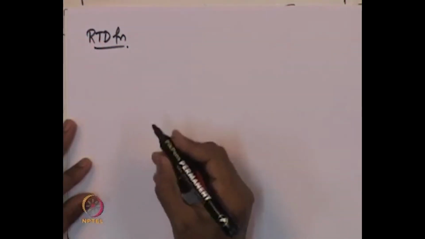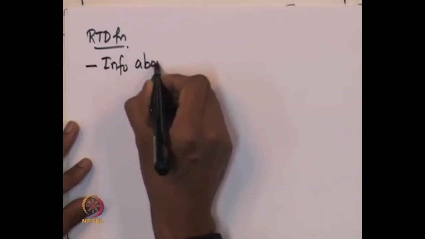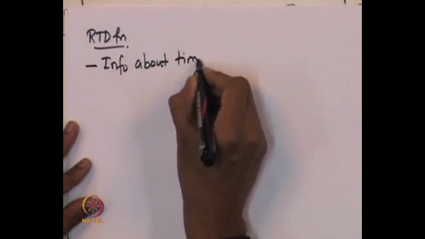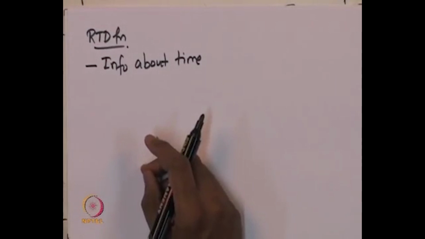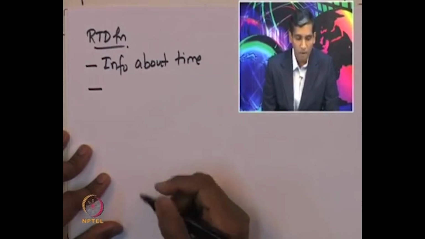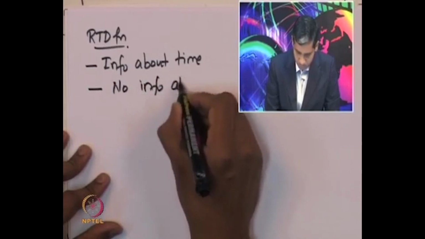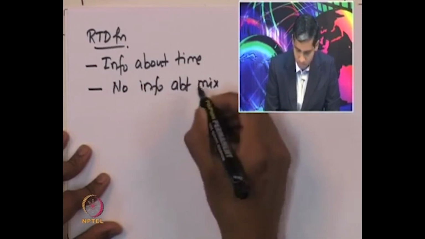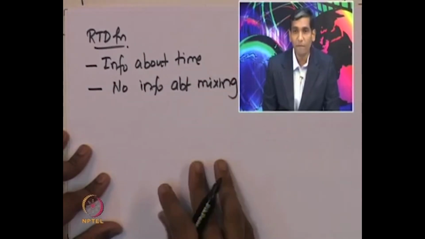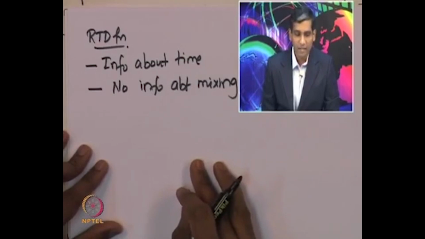So, what does the residence time distribution function give? It gives information about the time spent by various fluid elements inside the reactor, but it does not provide any information about the mixing. There is no information about the mixing of the fluid elements inside the reactor.